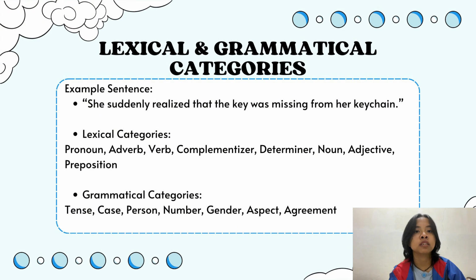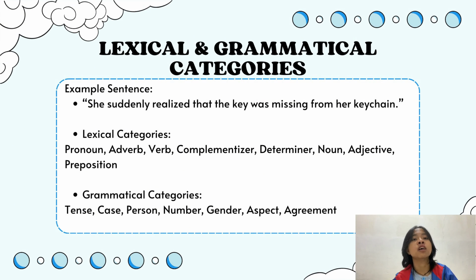Okay, the next slide is lexical and grammatical categories. In the sentence, "she suddenly realized that the key was missing from her keychain from Harry Potter." The lexical categories: "she" is a pronoun, "suddenly" is an adverb, "realized" is a verb, "that" is a complementizer, and "the" is a determiner, "key" is a noun, "was" is a verb, "missing" is an adjective, "from" is a preposition, "her" is a determiner or pronoun.